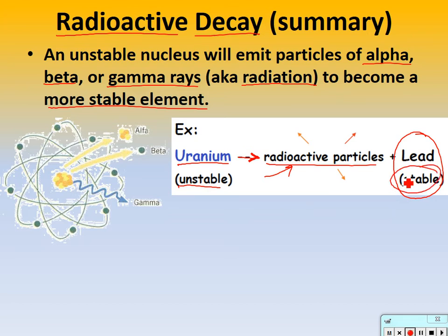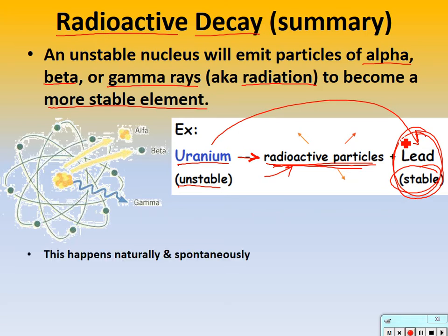What do you notice about the size of uranium compared to the size of lead? Uranium is 92, lead is 82. It's smaller. Yeah, it's smaller. So by giving off these radioactive particles, the nucleus becomes smaller until it's stable enough to not be radioactive. This happens naturally and spontaneously. You can't predict exactly when it's going to happen, but it happens naturally and spontaneously.